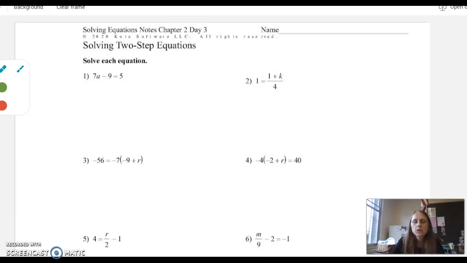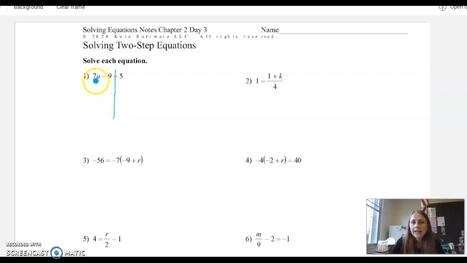Hey guys, this is chapter 2, day 3, solving two-step equations, maybe some that look a little different than yesterday. So the goal is still to isolate the variable, so to get the letter by itself on one of the sides. Remember, it's the equal sign that divides it into two sides.